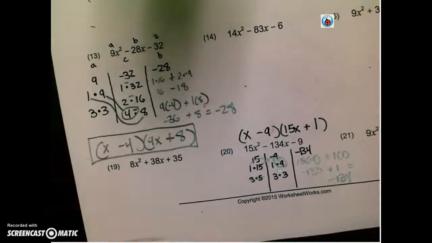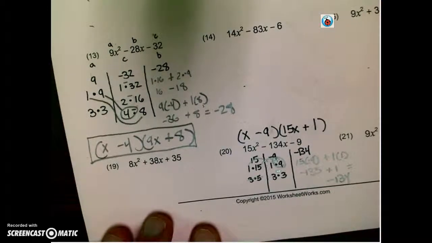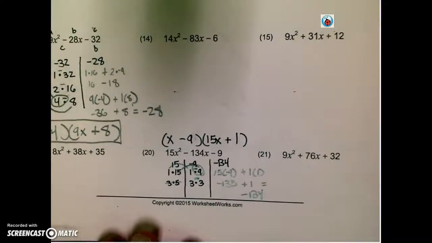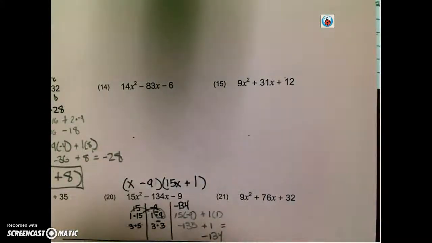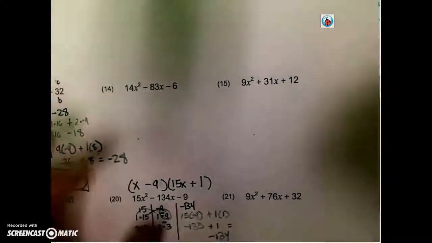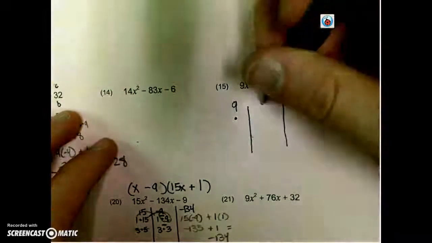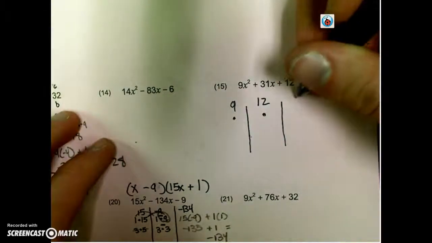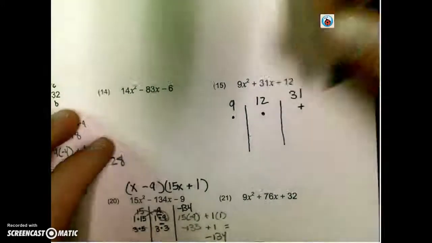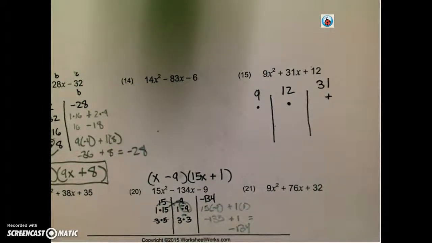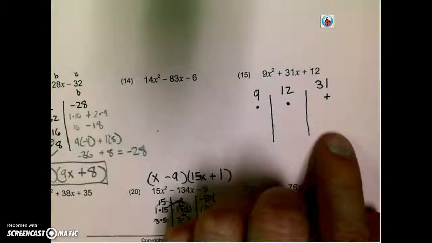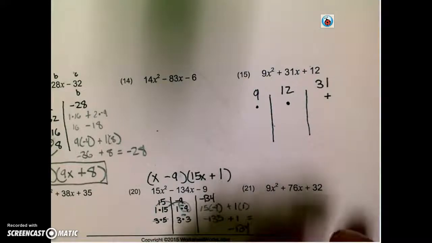So we'll look at one more here for us. We'll look at one here like 15. Right now, remember how to set up our chart. It's ACB. Right, so I need numbers that multiply together to give me 9, numbers that multiply together to give me 12. When I put them in combination with one another, they add up to give us a 31 here.